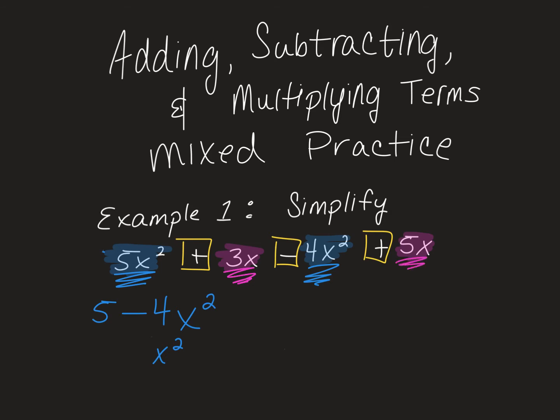And I'm going to combine that with a plus 5x. So when we're combining like terms, again, the variable doesn't change. So once we get done combining them, it's still going to be an x. So we do 3 plus 5 because we're doing 3 x's plus 5 x's. So that, friends, is going to give me a total of 8x.